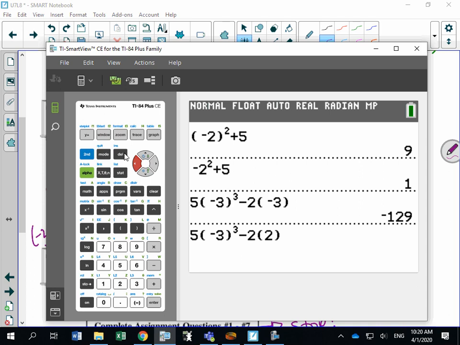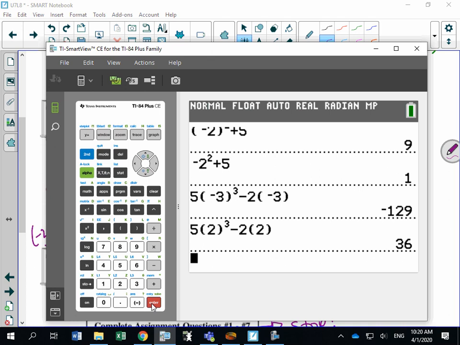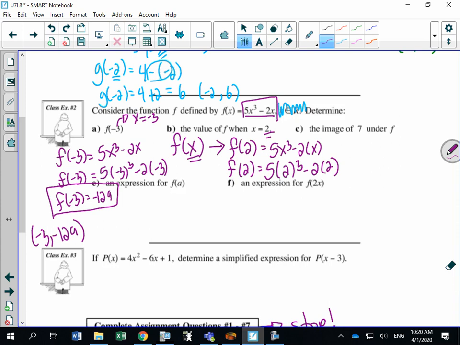Okay, so do the exact same equation. So 5, when x is 2, so 5 times 2 cubed minus 2 times 2. And when x is 2, my corresponding y value is 36. So f at 2 is equal to 36.